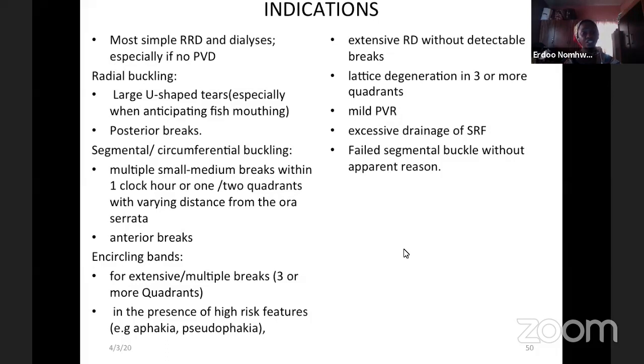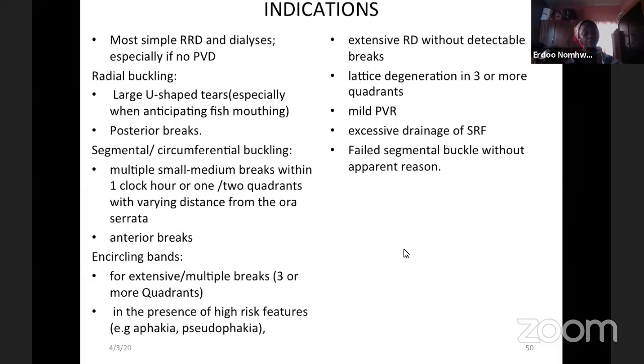Fish mouth is actually when you have a large U-shaped tear occurring when you're trying to buckle. You're trying to seal up a U-shaped tear, and you actually have another U-shaped tear occurring as a result of the buckle you're trying to apply. Then the radial buckling can also be used for posterior breaks.